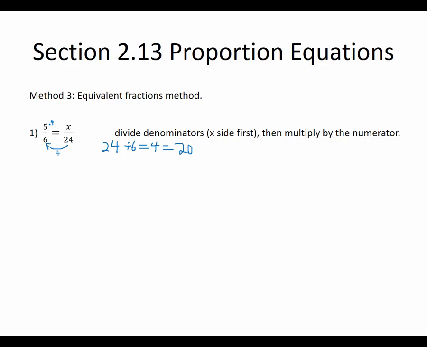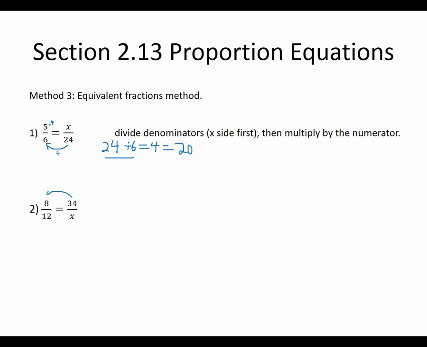When you're doing this, you're always dividing with the x side first. Whichever side has the x, that's the side you start with. So I started with the 24 divided by 6. You've got to be careful because the order that you divide in makes a difference. Now again, what happens if the x is in the denominator? It's the same thing, except this time we're dividing on top.